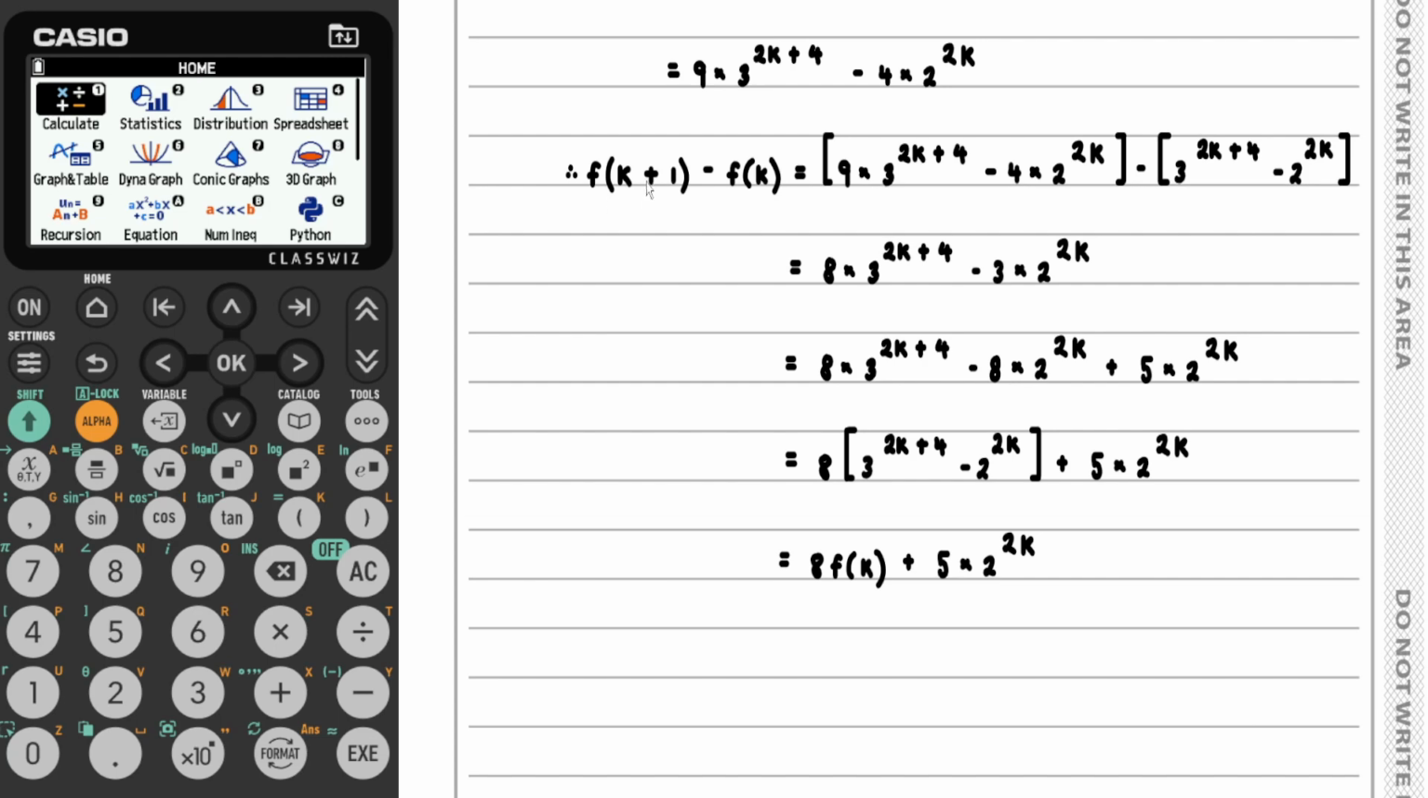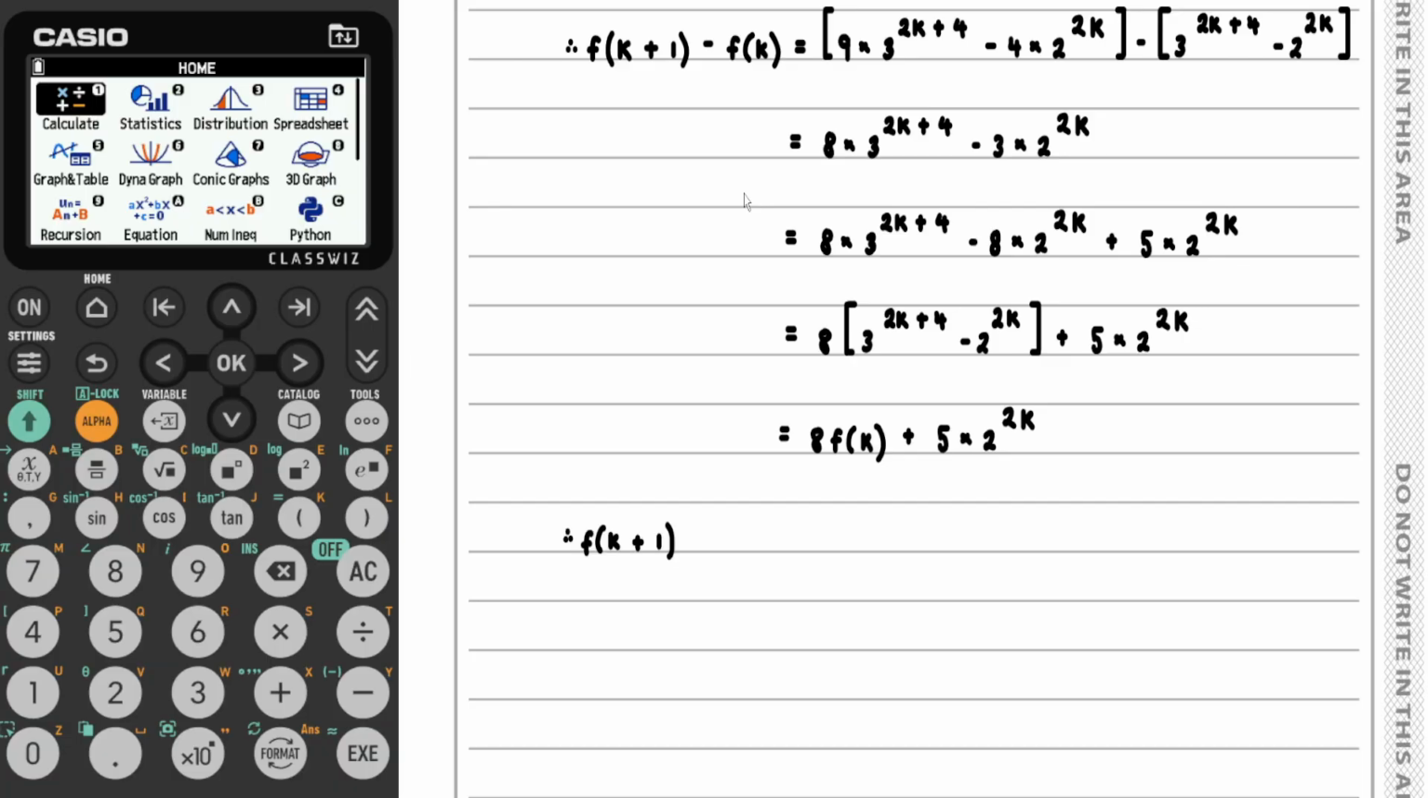And remember, this is what f of k plus 1 subtract f of k is. So now if I add f of k to both sides, f of k plus 1 will equal 9 times f of k plus 5 times 2 to the power of 2k.